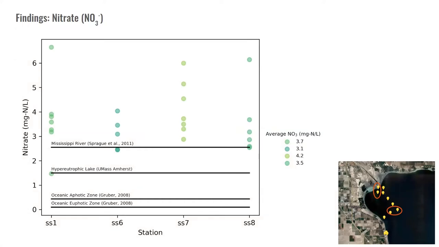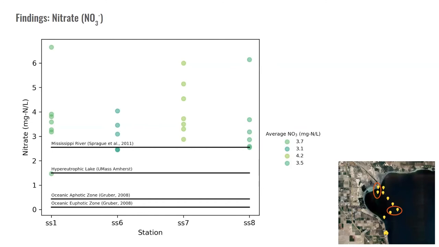We've measured nitrate at four different locations in our transect, circled in the panel on the bottom right. The station names are on the x-axis, and nitrate concentrations are on the y-axis in units of nitrogen per liter. All the measurements we have collected so far for each station are shown. The colors of the circles correspond to the average nitrate concentration at each station. Lighter colors correspond to larger nitrate concentrations. And there are some reference quantities shown in black lines.